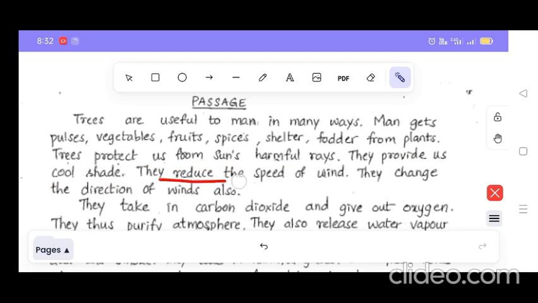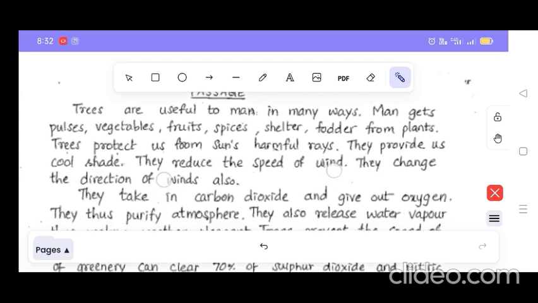They reduce the speed of wind. They change the direction of winds also. See, they reduce the speed of wind, but it is not related to the cool shade here. Next, second para.